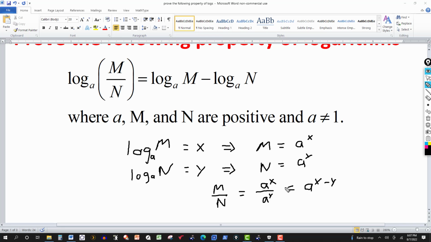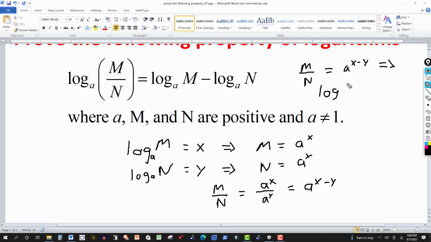So you can look at this statement right here. Let me write it over here. M over n is equal to a to the x minus y, and that's an exponential form. So go back the other way to put it back in log form. What does this mean? This implies that I can write this next statement here.